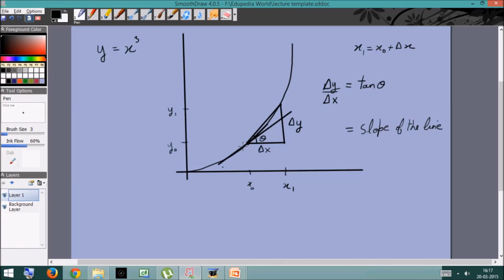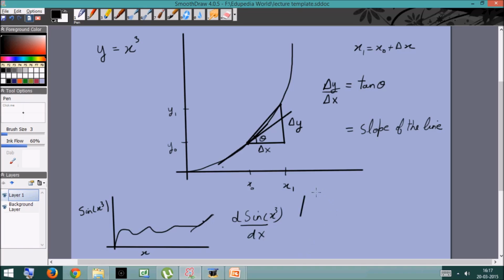Now again, if we take the derivative of a function not with respect to x but with respect to something else, for example, let's say the function y is sine of x cube, and we plot it versus x. I don't know how the graph is going to be. Let's say it's going to be something like that. At any point now, the tangent will give me the slope of this curve, and since this curve is between sine of x cube and x, the tangent will be the derivative of sine of x cube with respect to x.